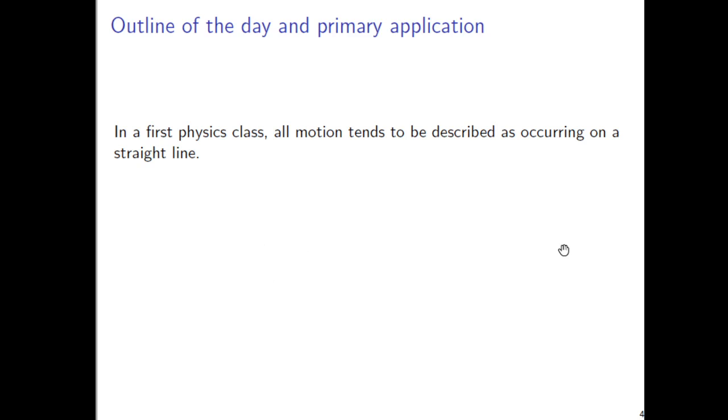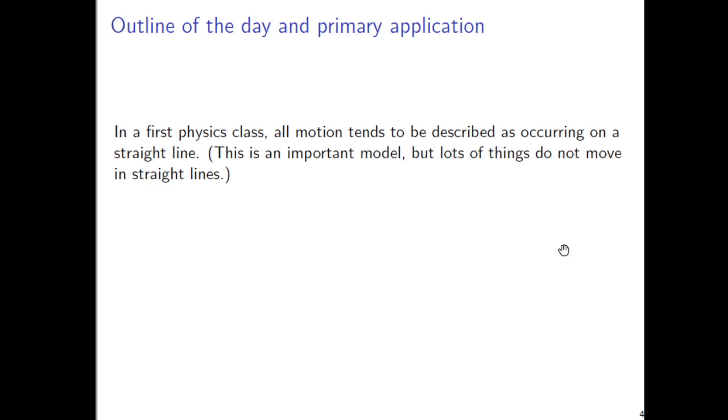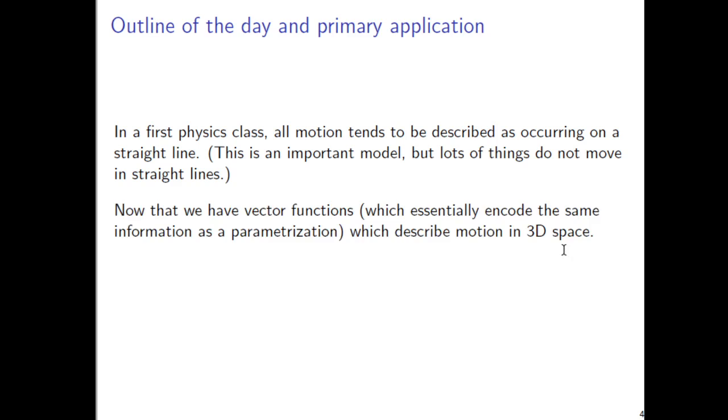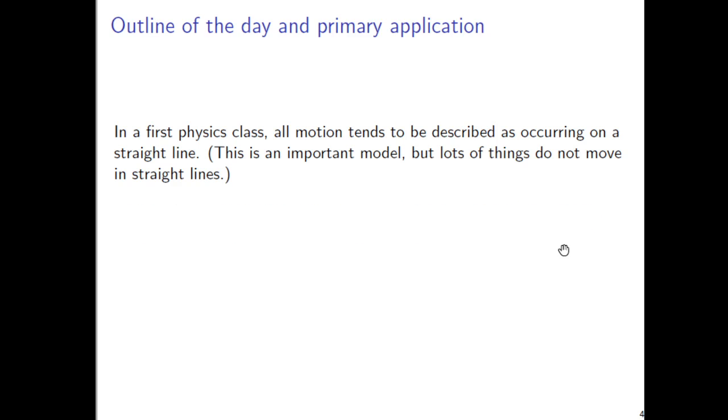Okay, so in the first physics class, there's this overly simplistic view that all motion is described as occurring on a straight line. Of course, the usual other things: in a vacuum, no friction, none of that, right? But it's a good model. It's close enough. You've got to start somewhere. But the thing is, not very much motion occurs in straight lines. There are no straight lines anyway.